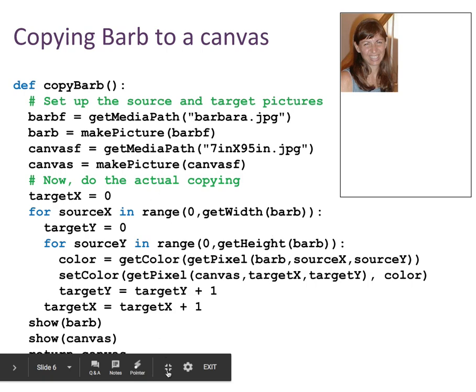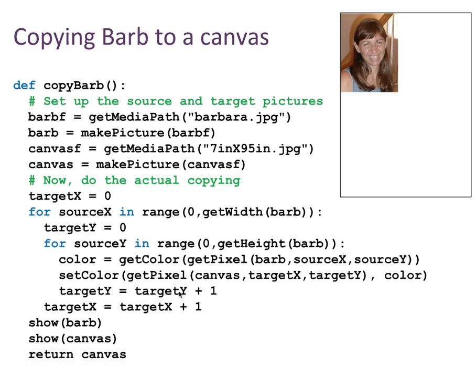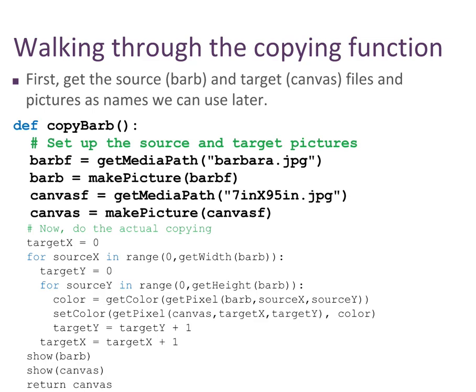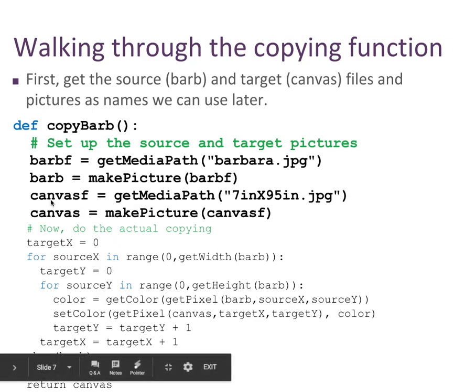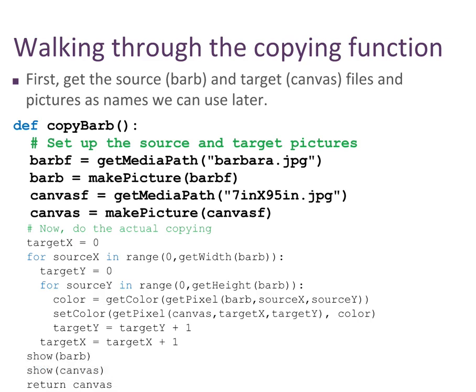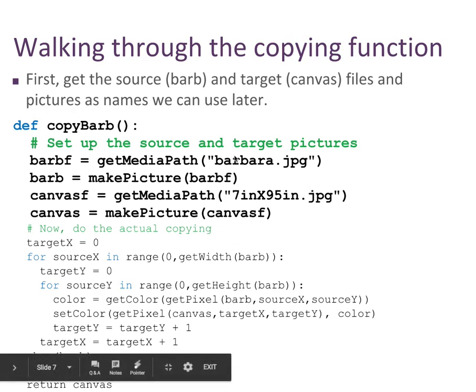For this example, we're going to look specifically at copying Barbara.jpg onto this blank canvas. This is our function to do that, and then we'll move to a more generic copy function from here. The first part basically creates the picture objects. Much like we did with the temple, we know that Barbara.jpg is in this file, so we use getMediaPath to get that picture. This assumes that before you run this function you've set the media path. Once you do that, you can just call copyBarb with open and close parentheses, and it'll do all of this for us. We then make a picture object with that file.